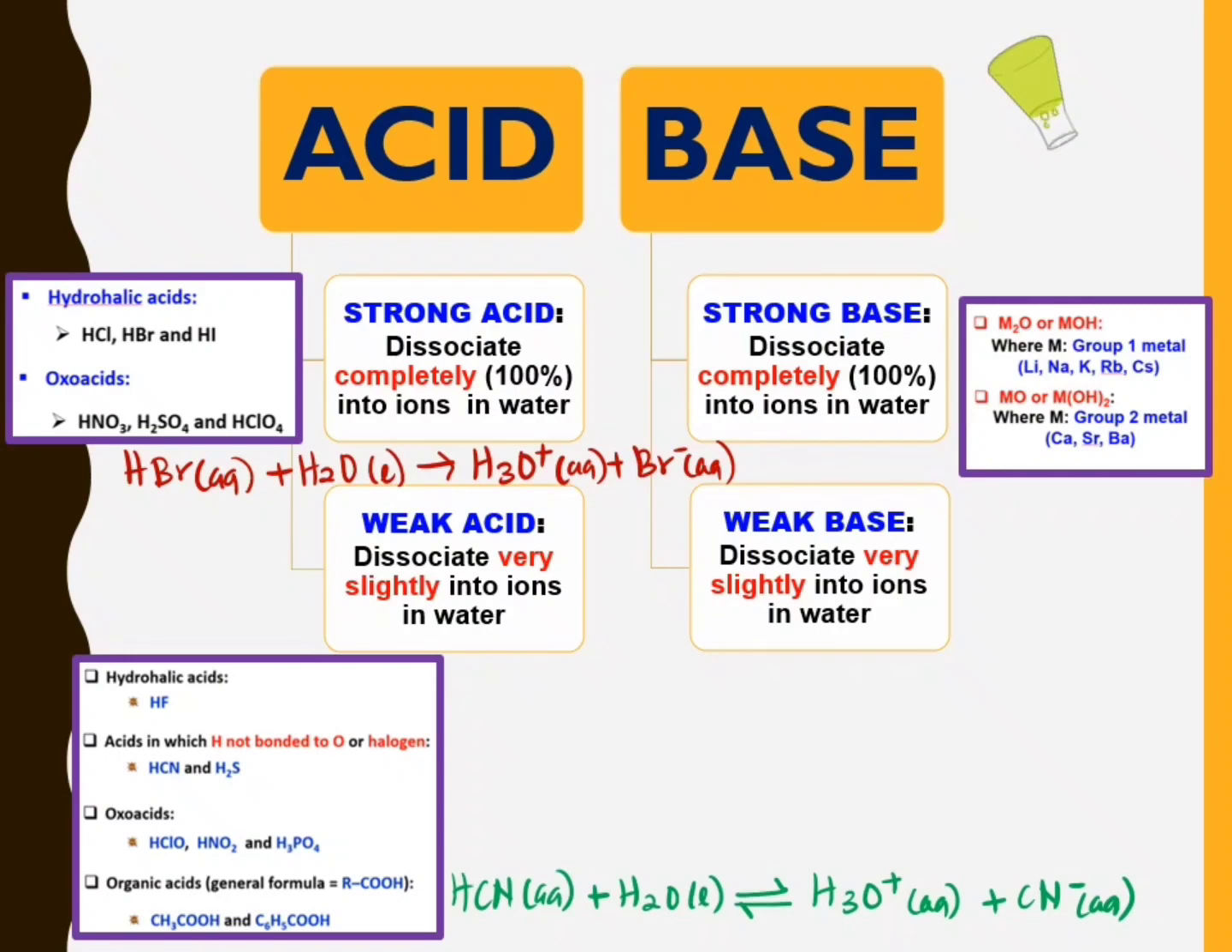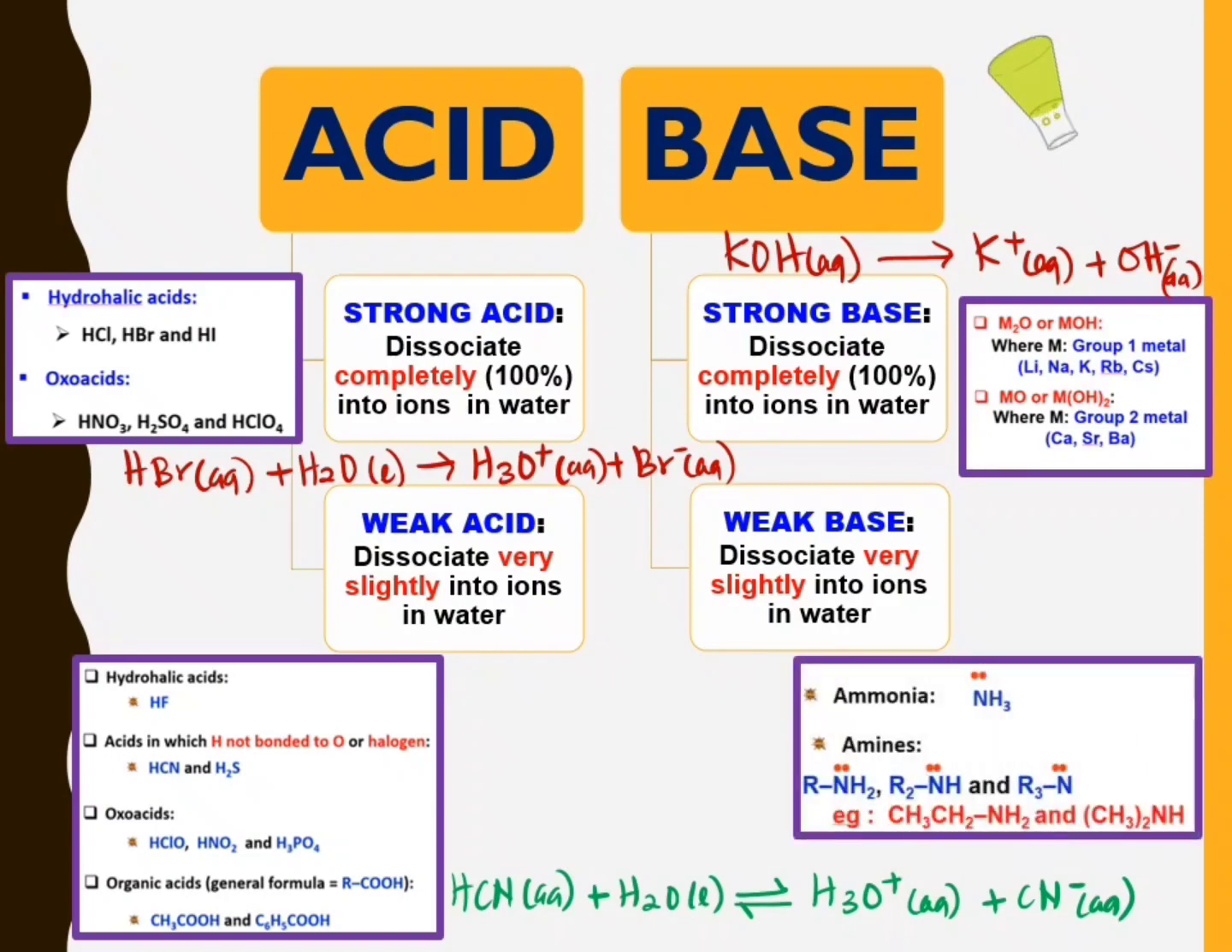So if you write the equation, okay, for example kita ambil potassium hydroxide, okay, aqueous, no need to show the reaction with water, just direct saja. K plus aqueous plus OH minus. So look at the product. For base it will produce OH minus. Okay, for acid must produce H3O plus. Okay, next we look at example of weak base.